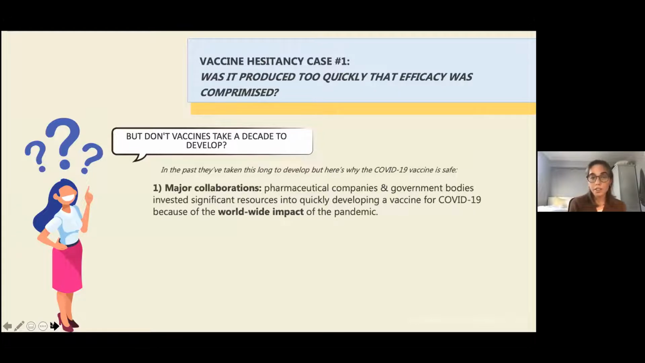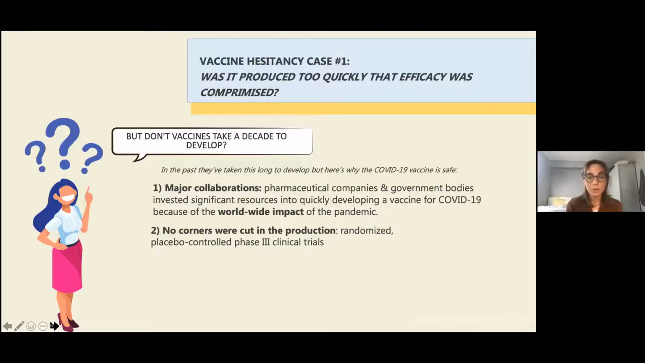The first reason is major collaborations. Pharmaceutical companies and government bodies invested a significant amount of resources into quickly developing a vaccine for COVID-19 because of the worldwide impact of the pandemic. Secondly, no corners were cut in the production. In order for the FDA to approve a drug, a randomized placebo-controlled phase 3 clinical trial has to be completed. And this has been done for both Moderna and Pfizer.